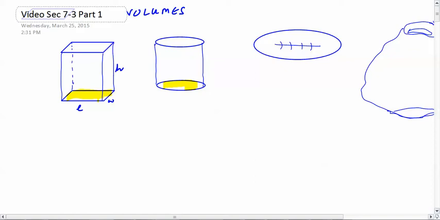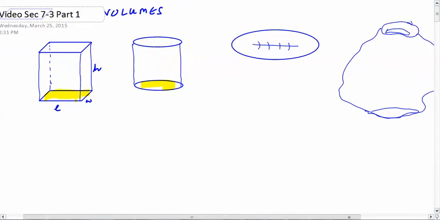Section 7.3 Part 1 is all about volumes, and it's about volumes using a particular technique called slicing. I'm going to start off very quickly with some pictures I've drawn. You don't need to take notes until we actually hit the printed notes.